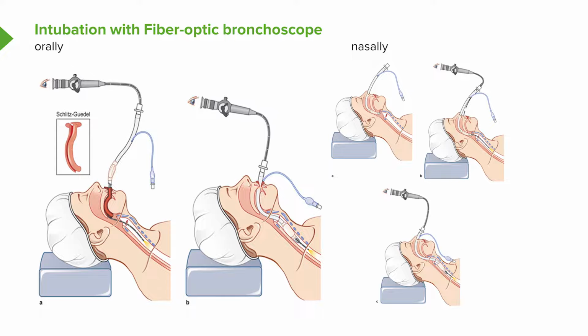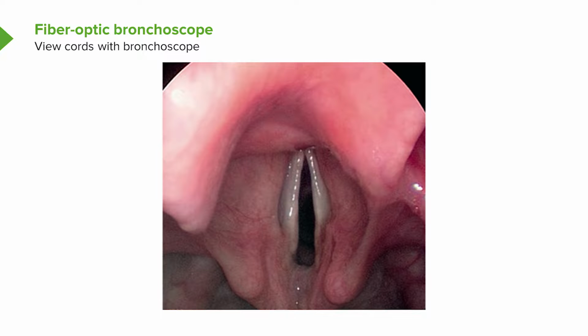So this is intubation using fiber optic bronchoscope, both orally on the left side of the diagram and nasally on the right side of the diagram. And it basically just shows how the fiber optic scope is passed down through the airway, and then the tube is slid down off the scope, keeping the scope in place until you've got the tube down off it and into the airway. And then you can remove the scope, check for position of the tube, and hopefully you'll be home free.